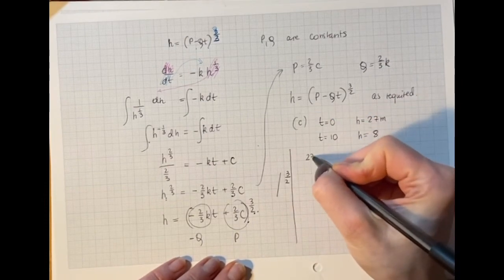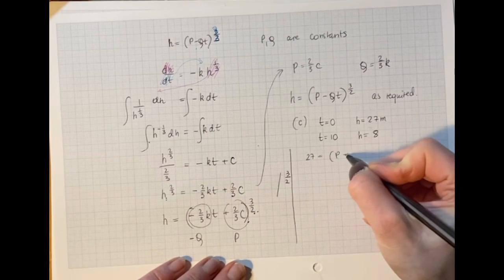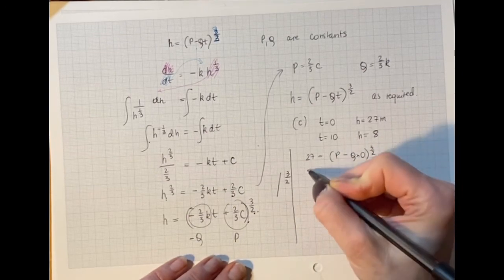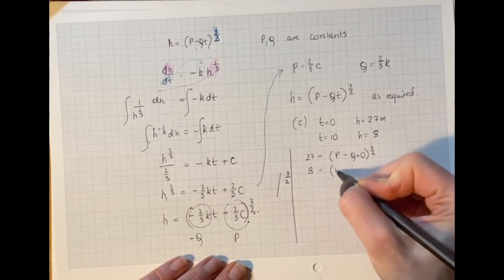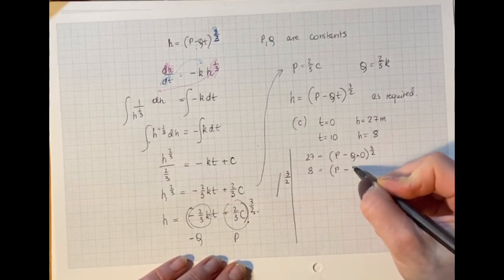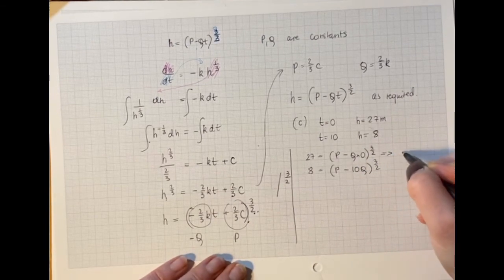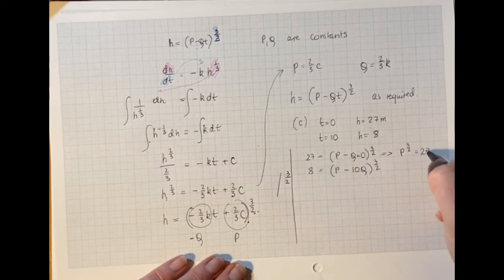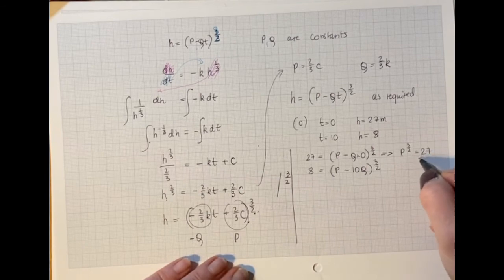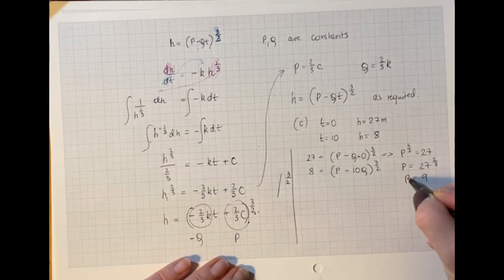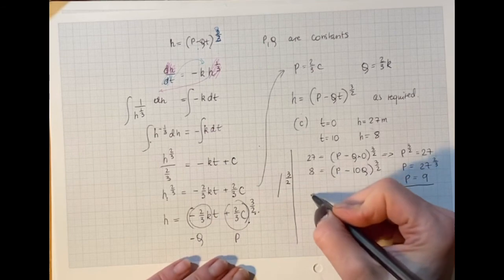So 27 is equal to p minus q times 0 to the power of 3 over 2. And over here, 8 is equal to p minus 10q to the power of 3 over 2. So from this one, we've got p to the power of 3 over 2 is equal to 27. So we're going to cube root it and then square it. So p is equal to 27 to the 2/3, which gives me 9. So now we've got to put 9 into that.